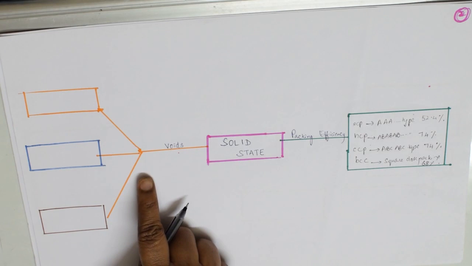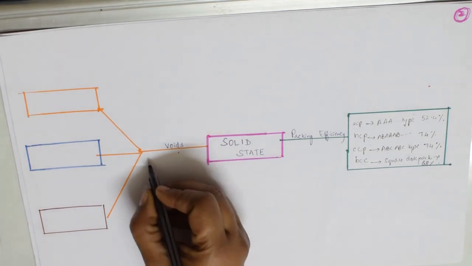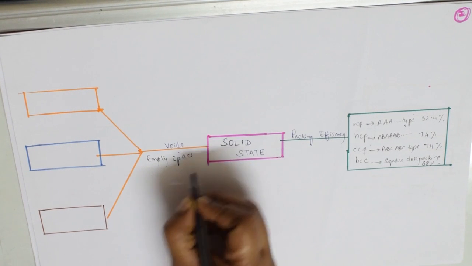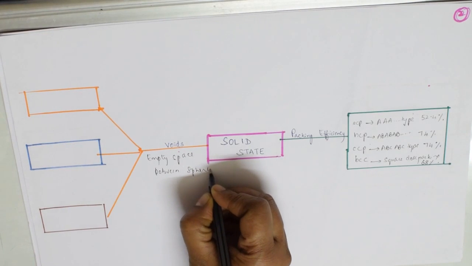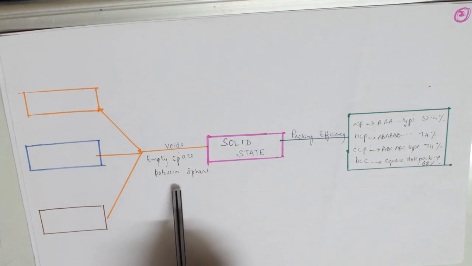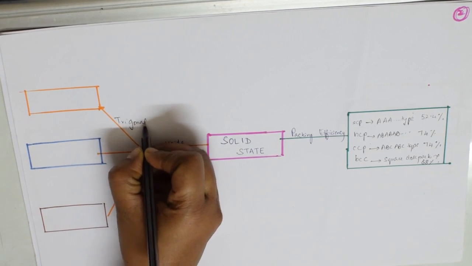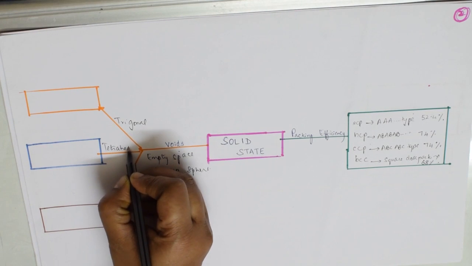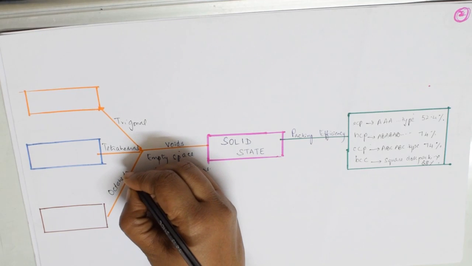So voids, when I have to study clearly and see the definition, we have to write: these are the empty space between spheres. Let us write that. Voids are empty space between spheres. Correct? Yes. Now these voids are further divided into how many varieties? First would be the trigonal type of void. Next would be tetrahedral type of void. Next category would be octahedral type of void.